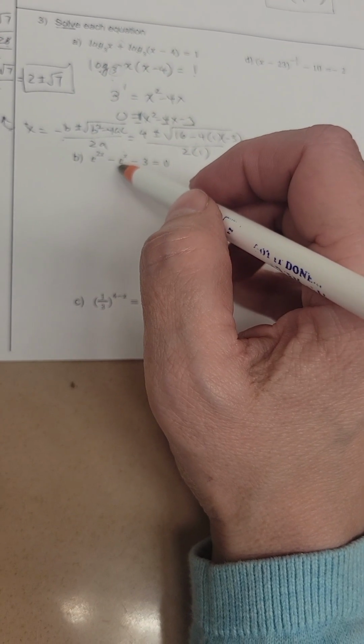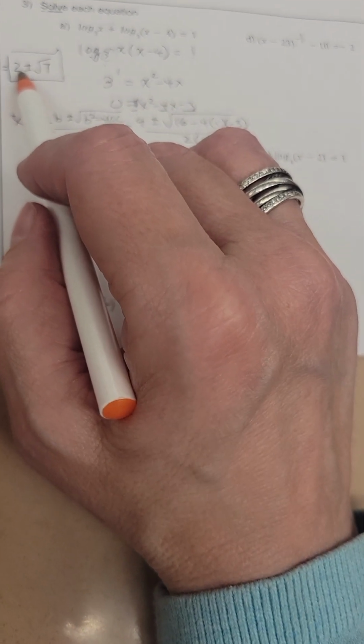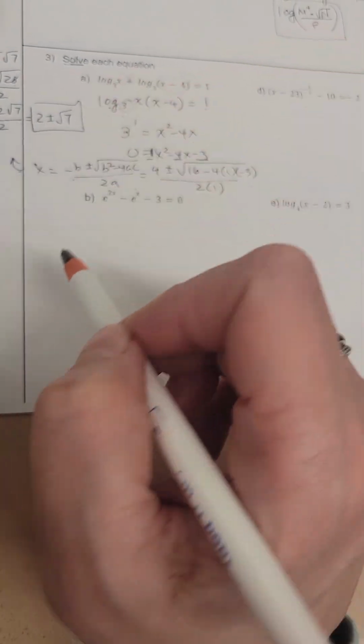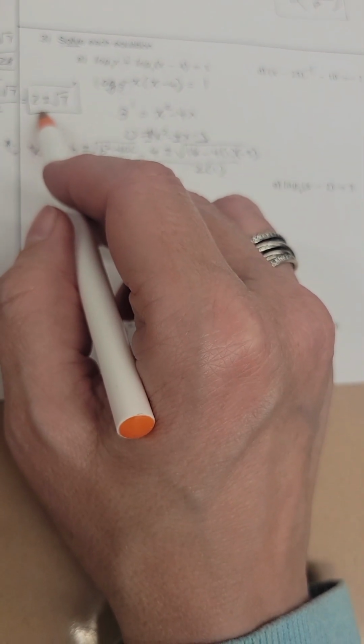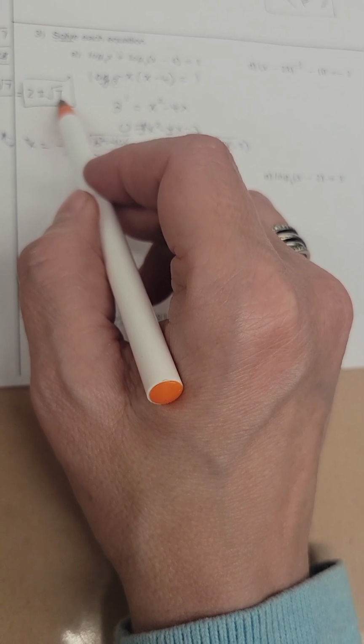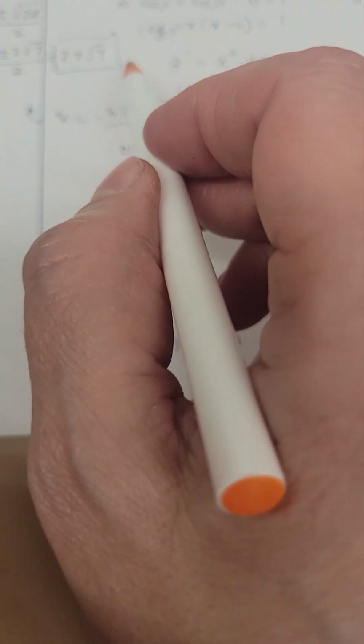Make sure, though, that when you plug these into here, both of these are still positive, right? So 2 minus square root of 7 is going to be a negative number because square root of 7 is more than 2.